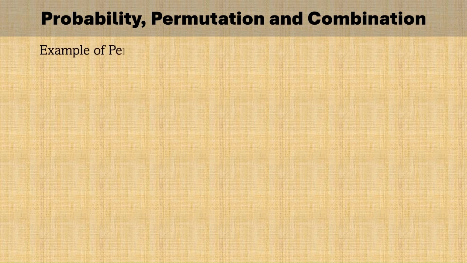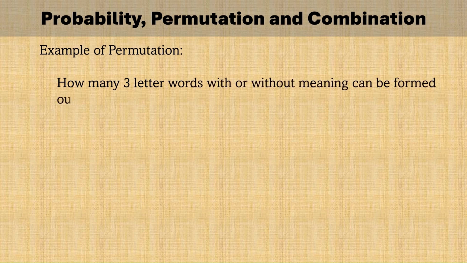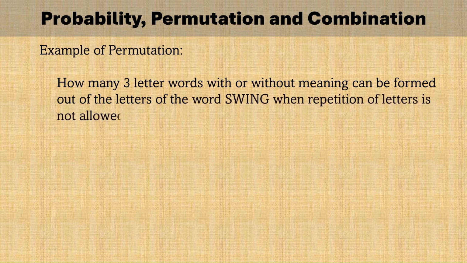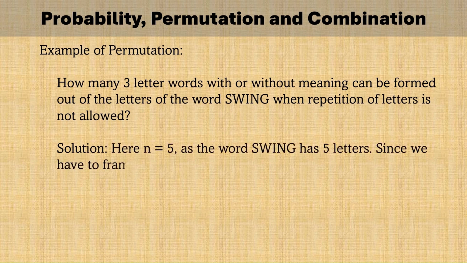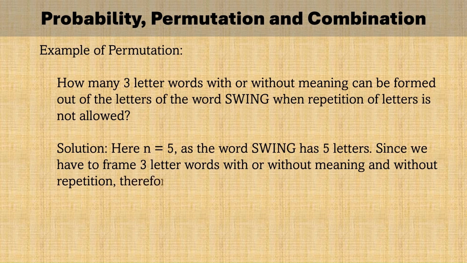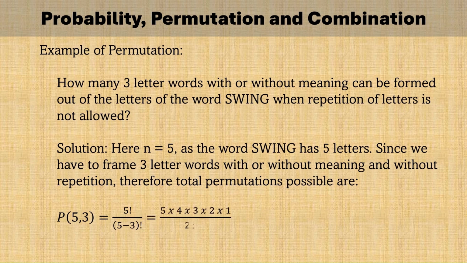Example of permutation. How many 3-letter words with or without meaning can be formed out of the letters of the word SWING when repetition of letters is not allowed? Solution: here, n is equal to 5 since the word SWING has 5 letters. Since we have to frame 3-letter words with or without meaning and without repetition, the total permutations possible, that is, the permutation of the 5-letter word SWING taken 3 at a time, is equal to 5 factorial divided by the factorial of 5 minus 3. Since 5 minus 3 is 2, we can cancel out 2.